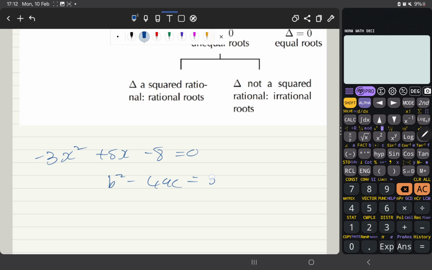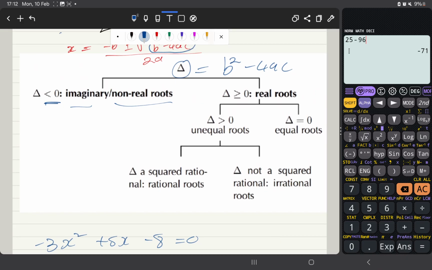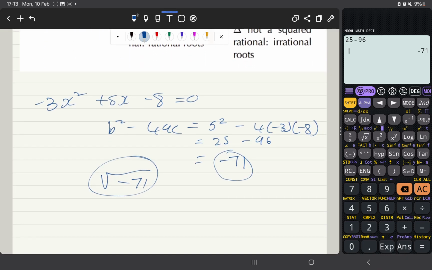Let me go step by step. 5 squared minus 4 into minus 3 into minus 8, right? This is 25 minus 96. Let's see: 4 times 3 times 8 is 96. So now 25 minus 96 is minus 71. So this is negative. That means you have the square root of negative 71, which we know we don't have for a negative number, making the whole thing imaginary roots or non-real roots. It simply says that we do not have our roots.